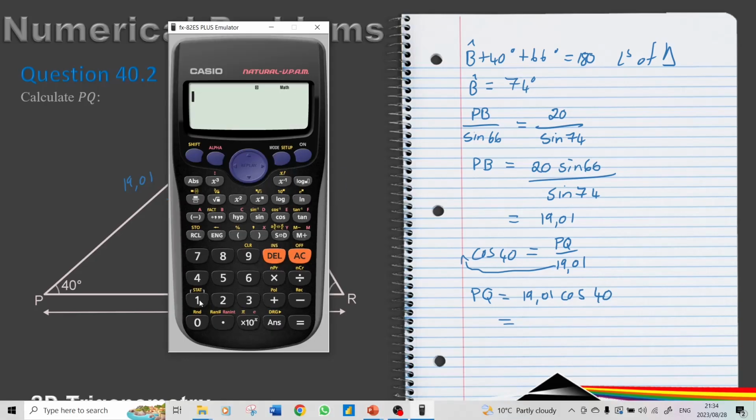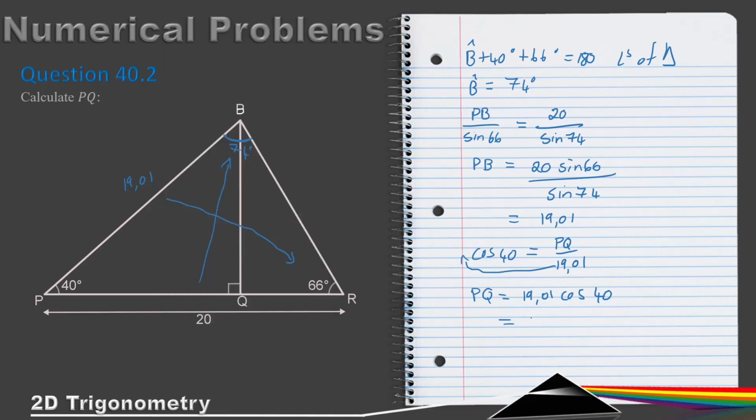So 19.01 cos of 40 is equal to 14,56. Right, and that's it. So no units given, so this is basically how we leave our answer.